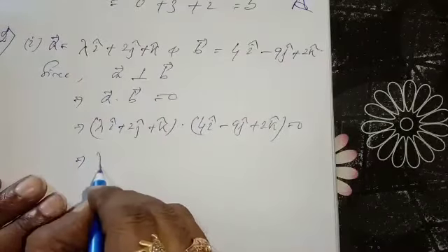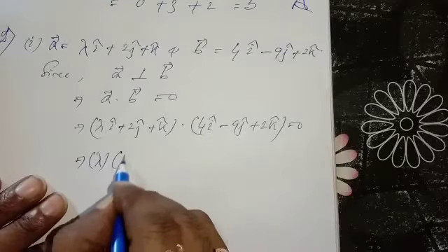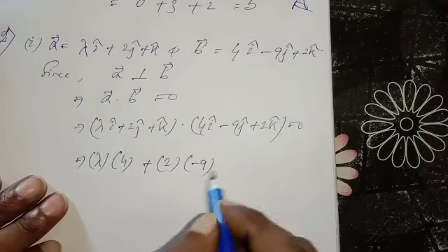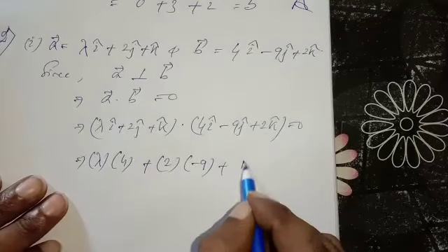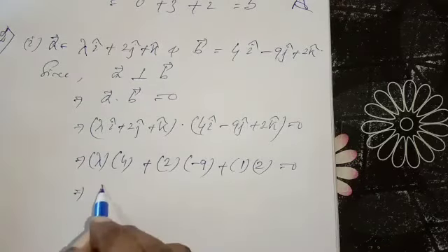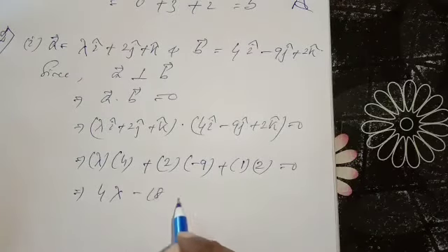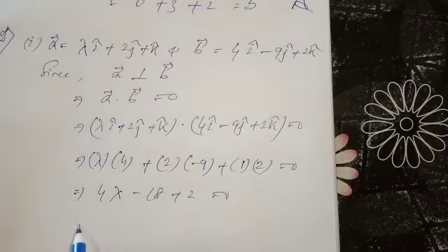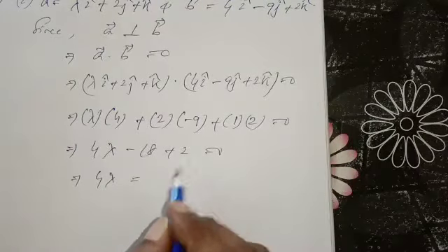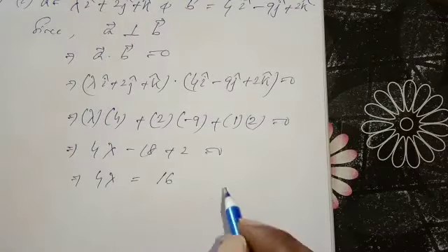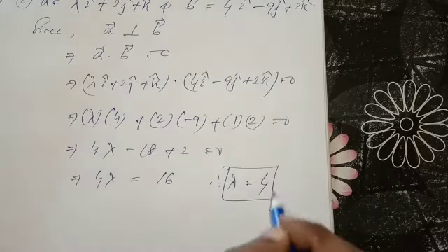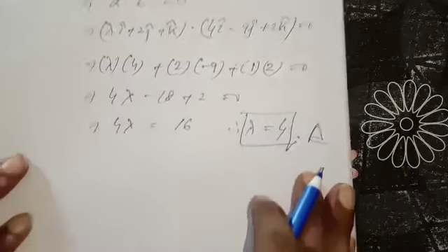Now the i coefficient: λ into 4, plus the j coefficient 2, here the j coefficient is −9, plus the k coefficient 1, here the k coefficient is 2, equal to 0. It is coming 4λ − 18 + 2 = 0. Now 4λ equals how much? −18 plus −2, it will go that side, plus 16. Therefore λ is equal to 16 by 4, the answer is 4. The first part is completed. Let us go to the second part.